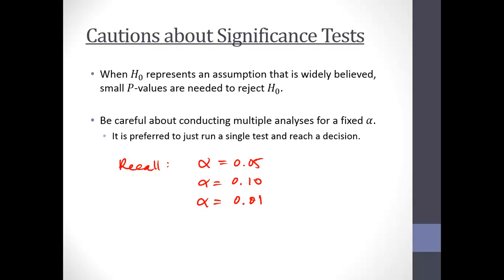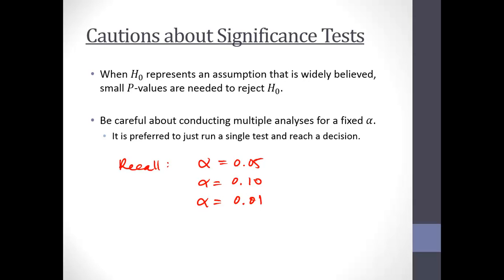And so actually choosing alpha means we have to think about the consequences of our decision. Is it a big deal if we reject the null hypothesis? Does the null hypothesis represent an assumption that is widely believed? If there's strong evidence that the null hypothesis is true, we need to find extreme evidence that it's not true, which means that we would need small p-values, which corresponds to a smaller significance level.